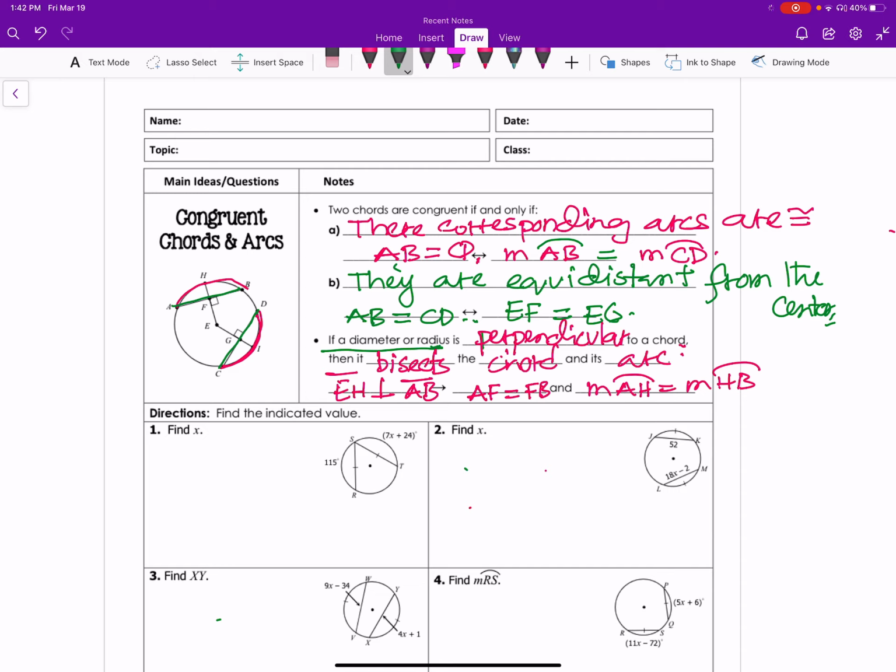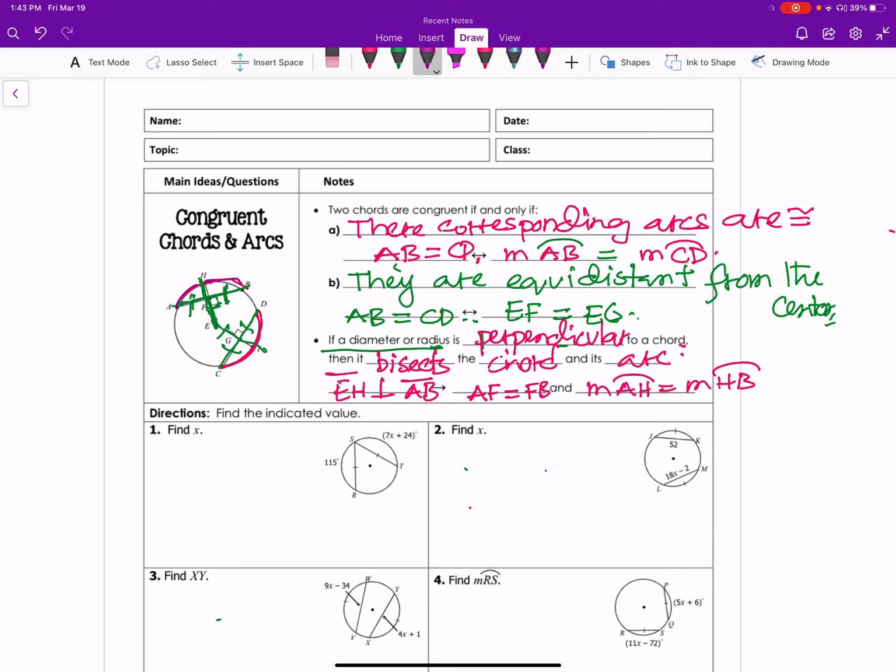Again, they can be congruent if they are equidistant from the center. So from the center, if the distances FE and EG are equal, then AB and CD are equal, if and only if EF equals EG. The other way is, the diameter or radius perpendicular to the chord bisects the chord. So this can be a chord, or like this can be a chord. So EH is perpendicular to AB. AF equals FB, these are equal. And the measure of arc AH equals arc HB, this arc and this arc. Okay?